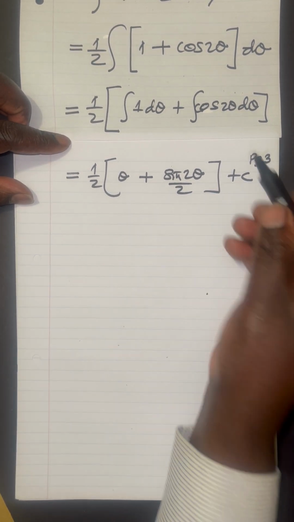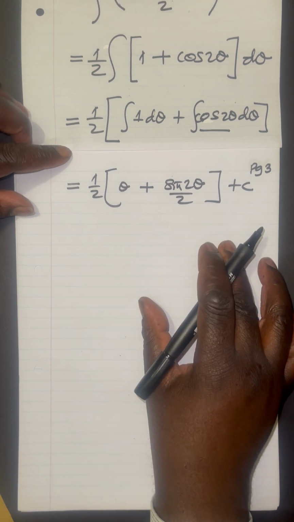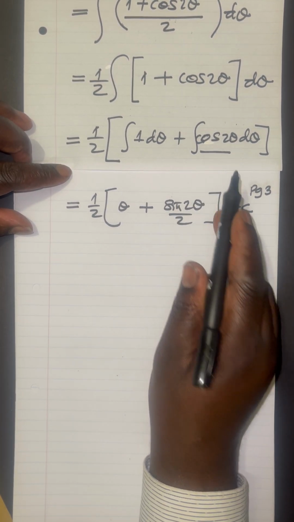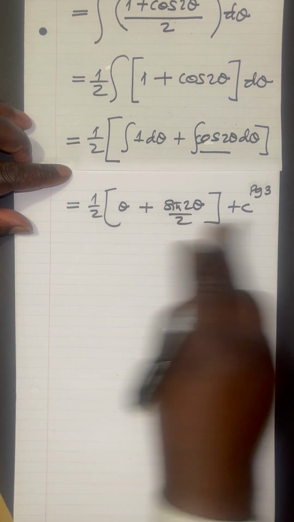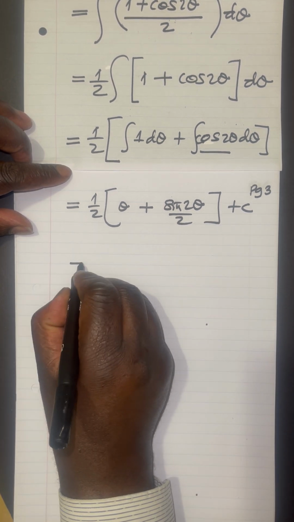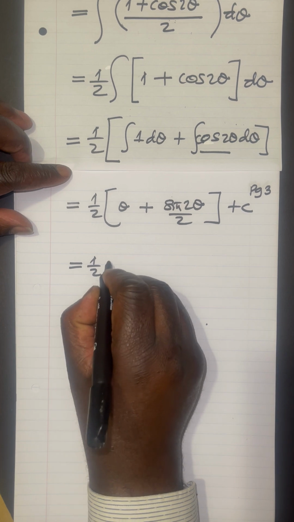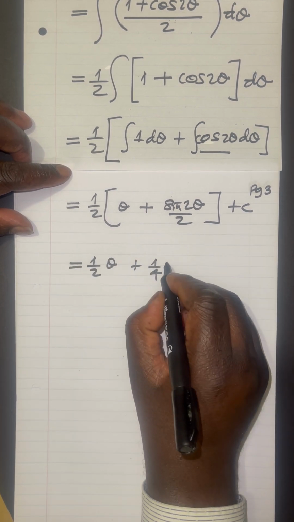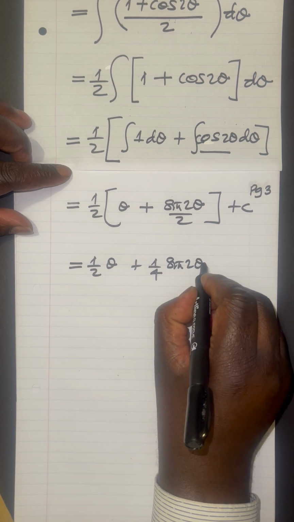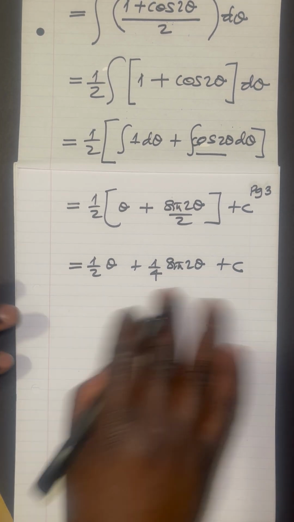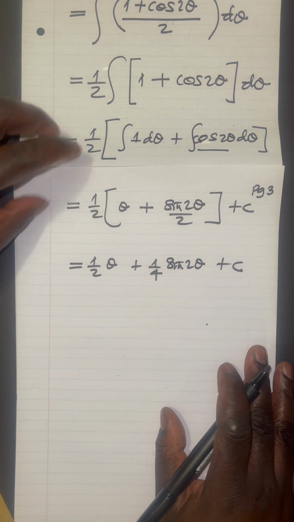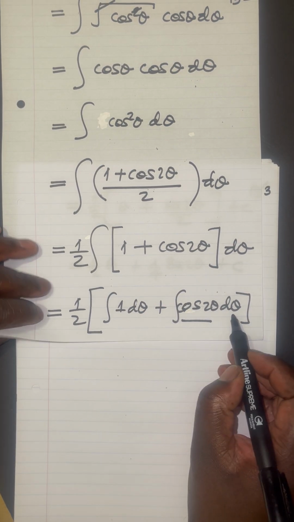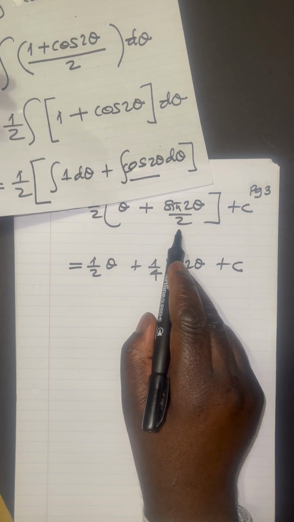Now, I'm going to explain to you how this one here, cos 2 theta, produces sine 2 theta over 2 when we integrate it. But let me just first of all remove the brackets here. So we have 1 over 2 theta plus 1/4, because we're saying half times half, 1/4 sine of 2 theta, then plus c. Now we will continue with this, but let me first of all show you how the integral of cos 2 theta d theta produces sine 2 theta over 2.